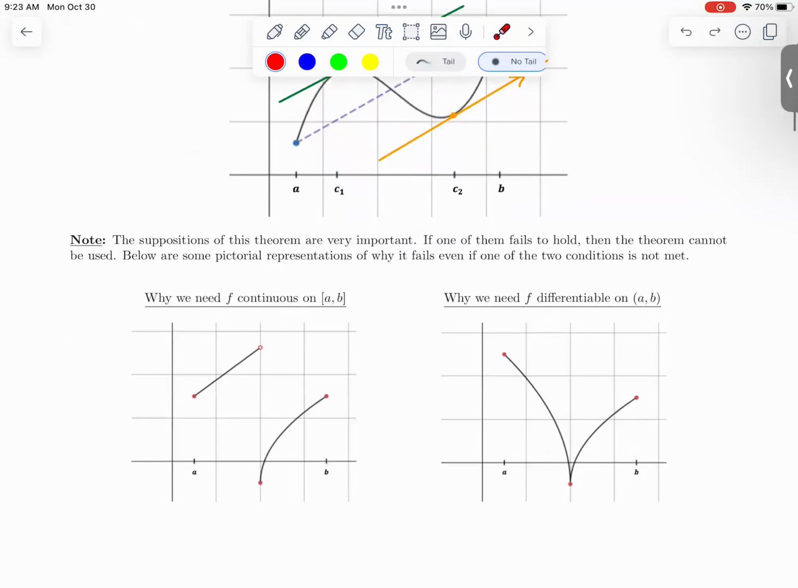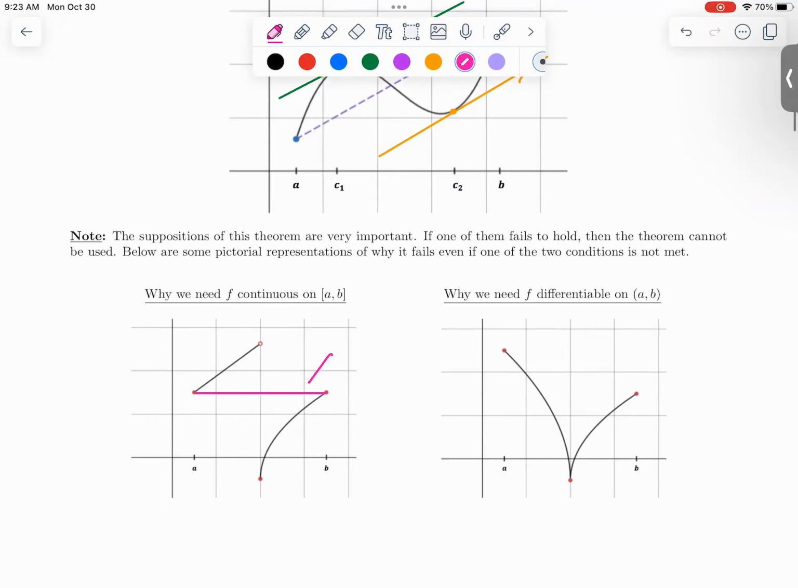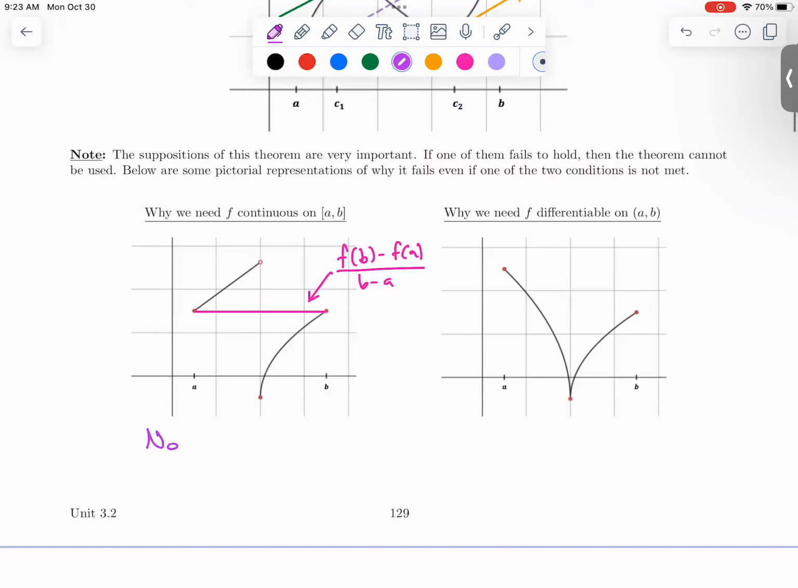So, for example, this is a function that isn't continuous. If you break the concept of continuity in the supposition, you could end up with a graph like this. If you were to do (f(b) - f(a)) / (b - a), you would get a straight line here. That's (f(b) - f(a)) / (b - a), but there's no tangent line with a slope of 0. There's no tangent line that you can draw here that has a slope of 0.